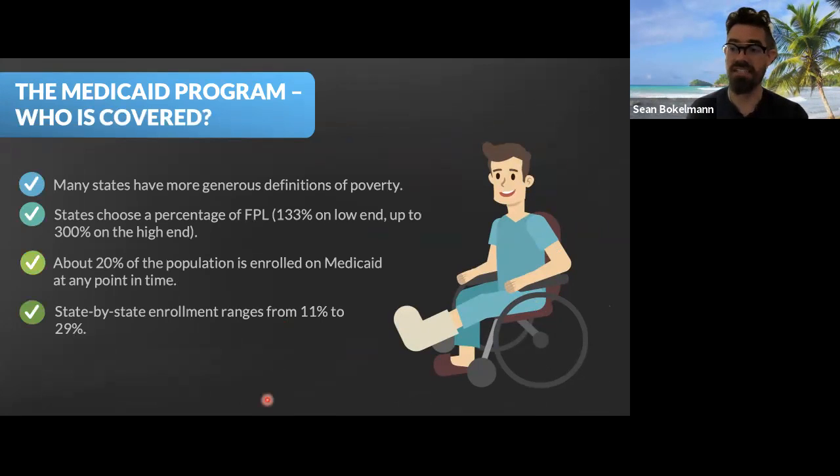Okay, so like I said, many states actually have more generous definitions of poverty than the minimum requirement. So states can choose a percentage of FPL that determines whether you're eligible or not. On the low end, that percentage is 133% of FPL, so just barely over the federal poverty line, while states on the upper end go as high as 300% of the FPL. So these are the more generous states, obviously. These are the less generous states. And about 20% of the entire population is enrolled on Medicaid at any given point, while state by state enrollment ranges from 11% up to almost 30%.